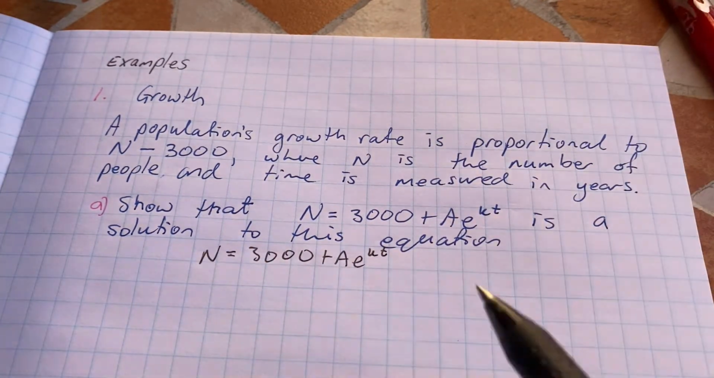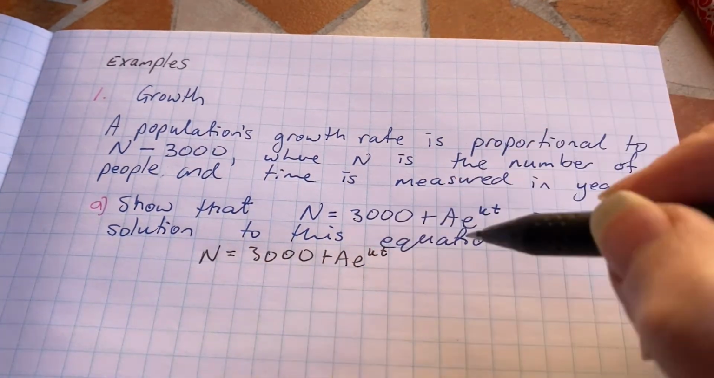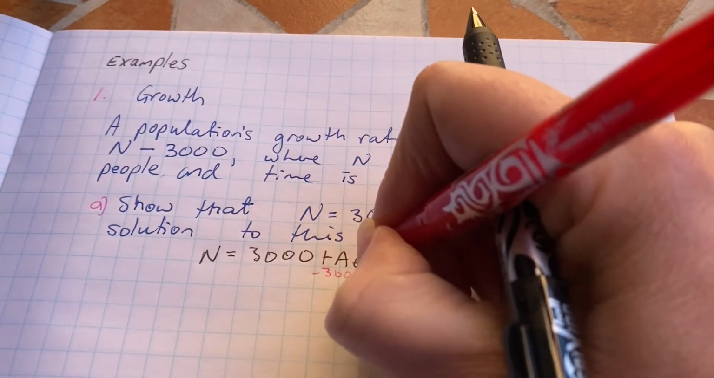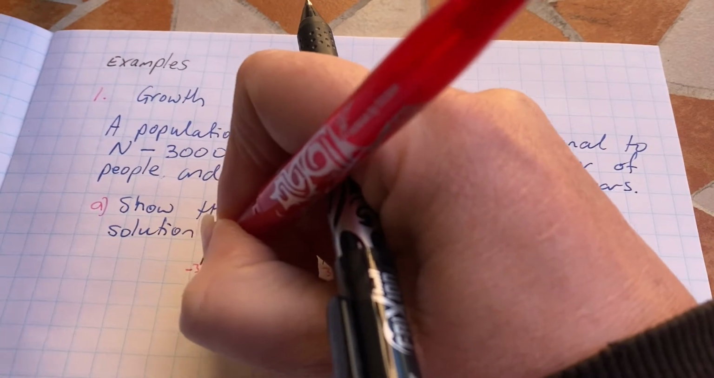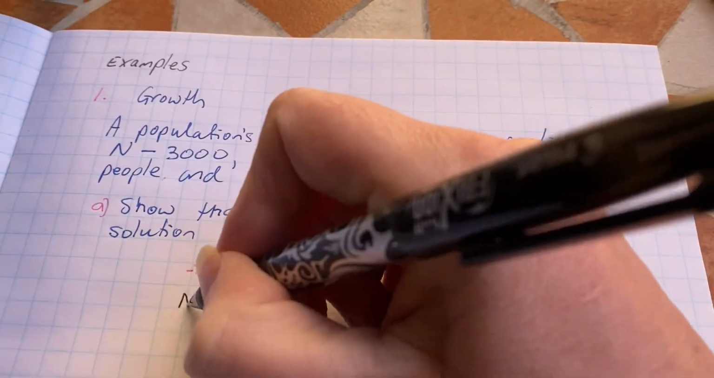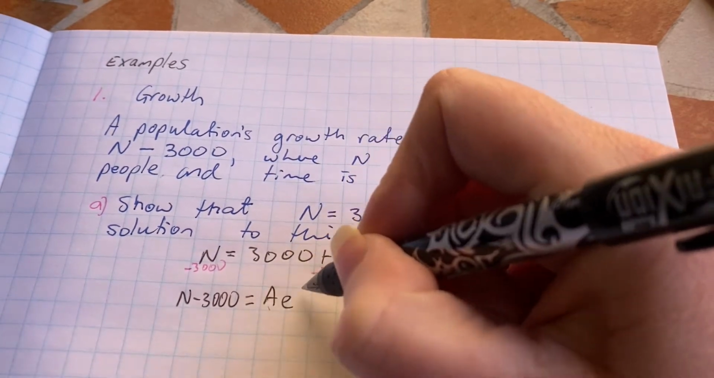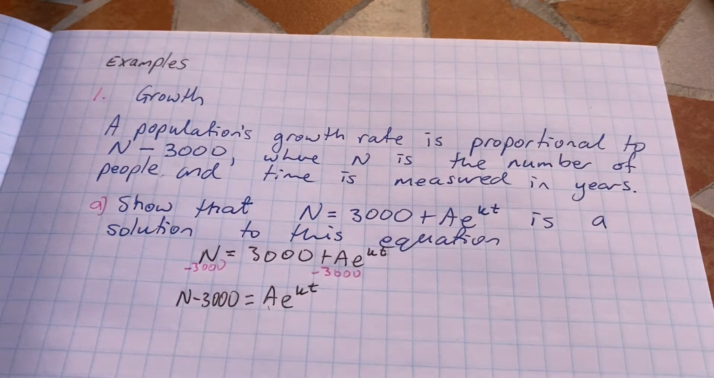Now the first thing I do want to do here is just minus 3,000 off each side, like I did in that previous part of this exercise. So I get n minus 3,000 is equal to Ae^(kt). And that is really helpful if you remember to do that.